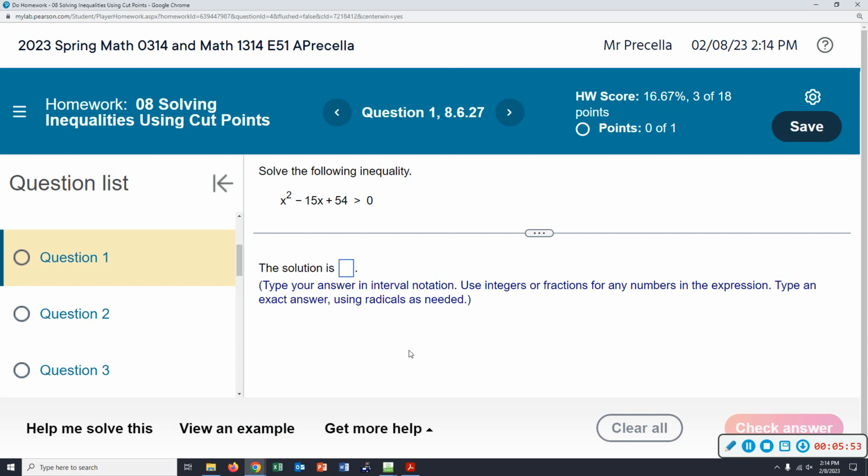It says, solve this inequality. Write your answer in interval notation. Problem number 1. What is it? X squared minus 15x plus 54 is greater than 0?